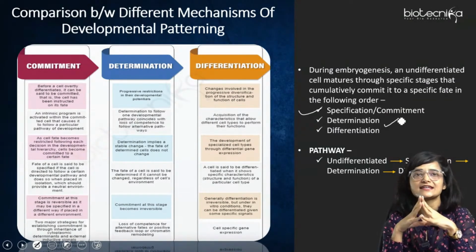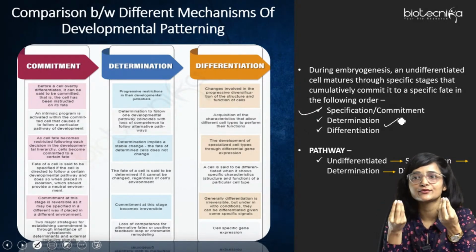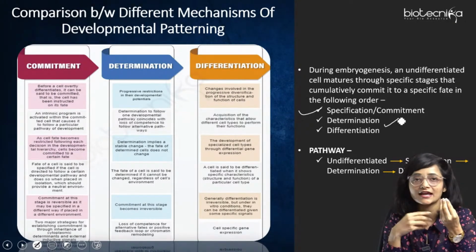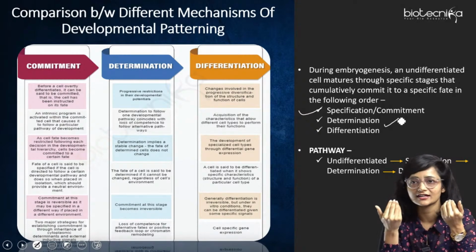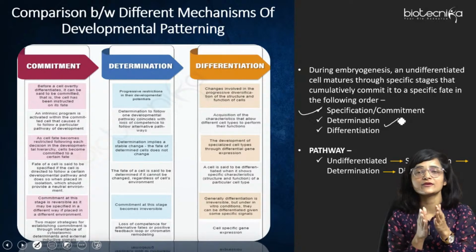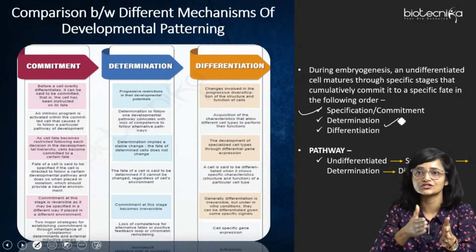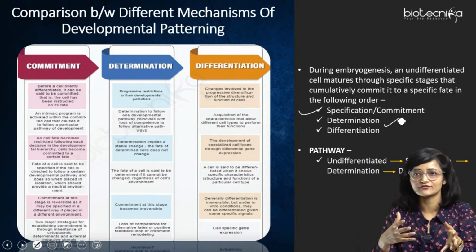Secondly, it says that in commitment, an intrinsic program inside the cell is activated within a committed cell that causes it to follow a particular pathway of development, right? So internally, signals are produced once the cell has decided its fate. Some signals would be produced, and some enzymes and proteins would get activated, and there would be crosstalk taking place. The cell would follow a certain pathway to get differentiated into a particular type of cell, whatever cell fate it has decided for itself, right?